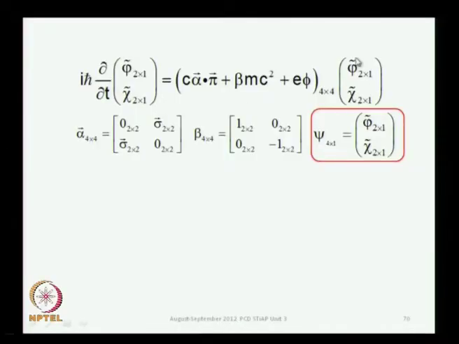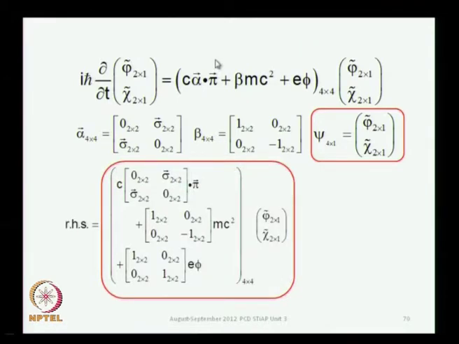So, this is the 4 component Dirac equation now, and you have a 4 component wave function. These 4 components I have written as phi tilde and chi tilde. Phi tilde has 2 components, and chi tilde also has 2 components. So, together it is a 4 component wave function, and then alpha and beta are the Dirac matrices. Now, you can see the 4 by 4 structure by explicitly writing the Dirac matrices alpha and beta.